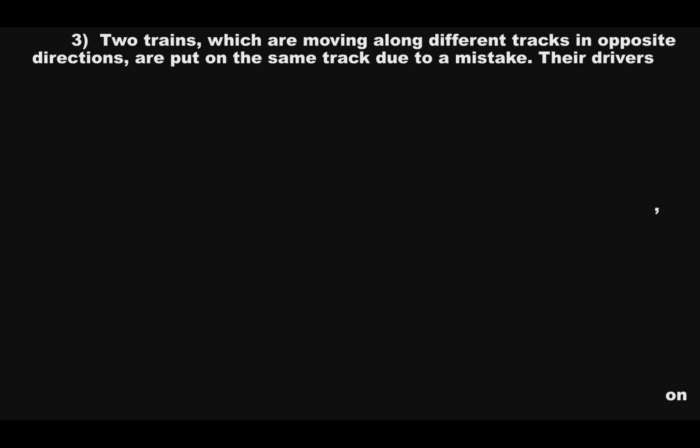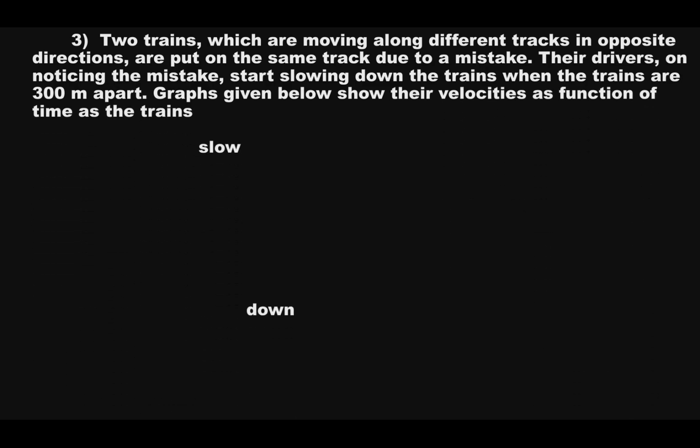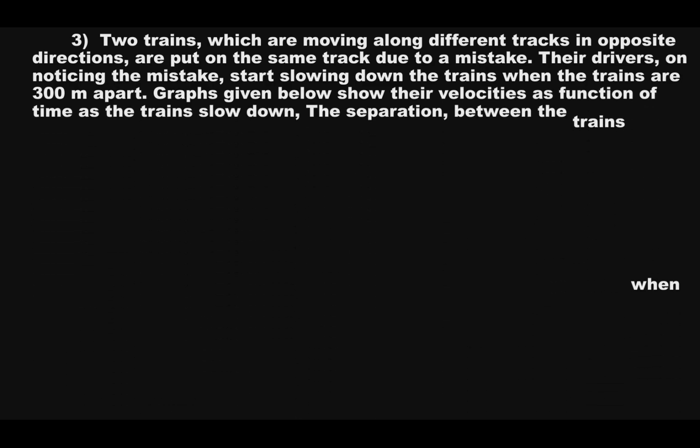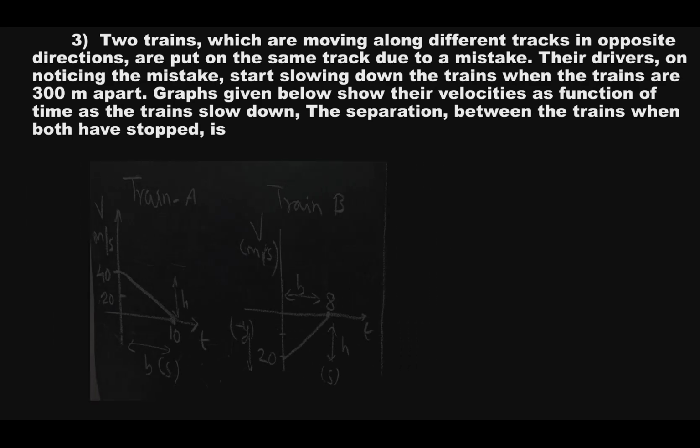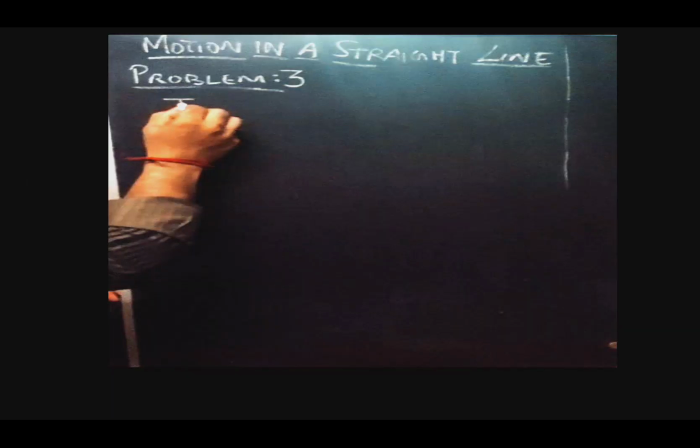The trains, heading in opposite directions, are put on the same track. The drivers notice the mistake when the trains are 300 meters apart. So we have to see where the trains will come and stop. That is the problem. They are giving you the graph, and I have redrawn the graph here. Along with the graph they are giving you 4 options, so we are going to see which option is correct. We are going to substitute and calculate it.